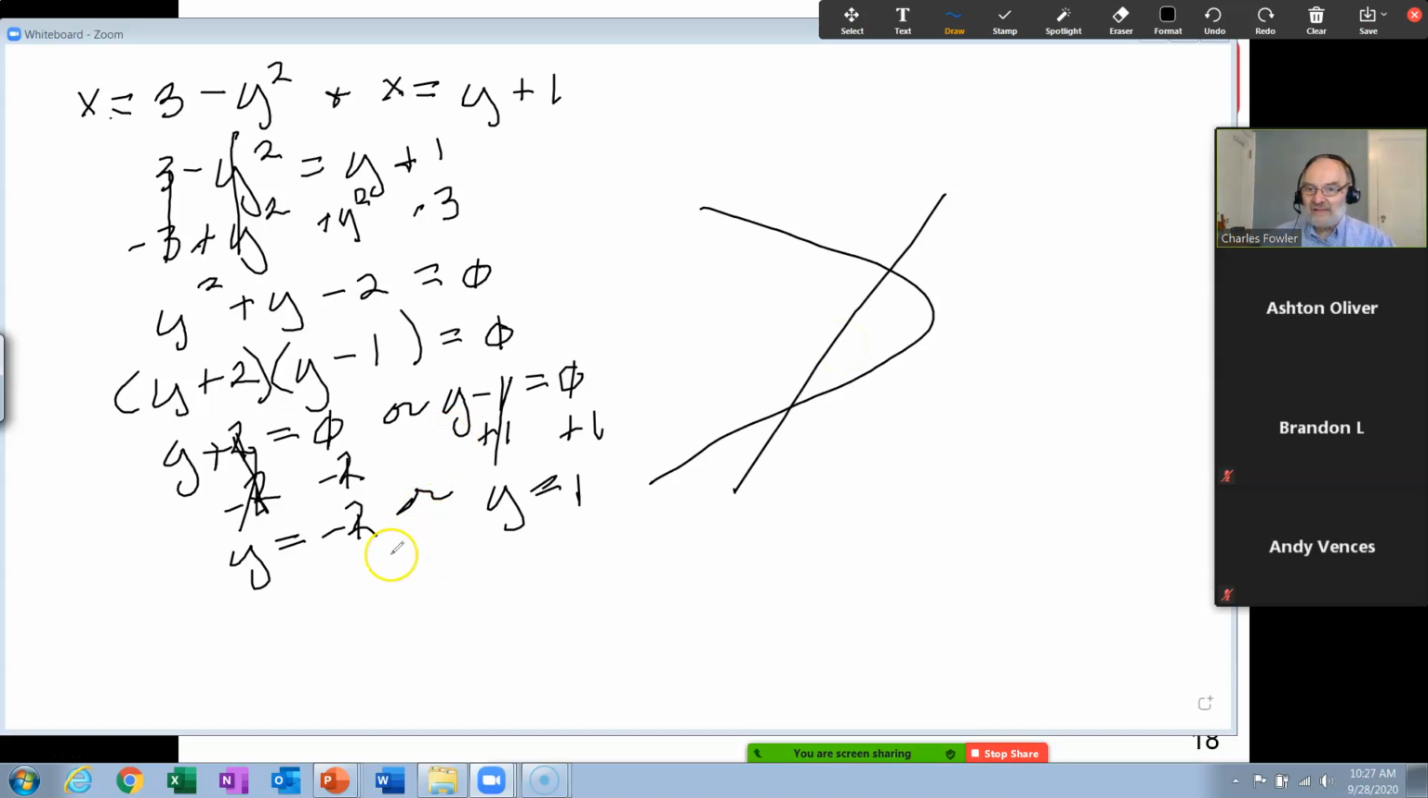Let's not guess. Let's pick a y in between minus 2 and 1. Easiest one for me to be 0. And up here, if you put y is equal to 0, you get x equal 3. Here you put y is equal to 0, you get x equal 1. Sure enough, the quadratic, the parabola, is to the right. 3 is greater than 1, so therefore we're going to do our subtraction that way.